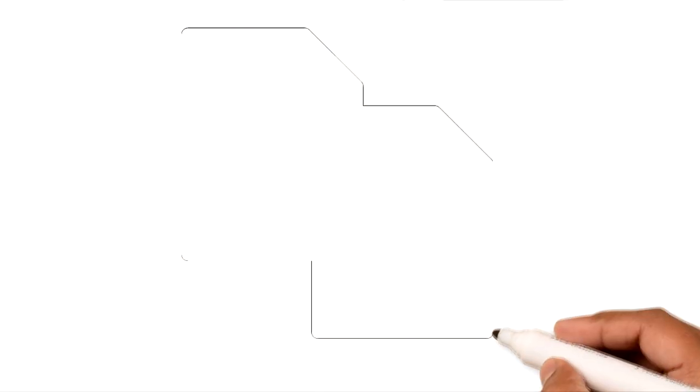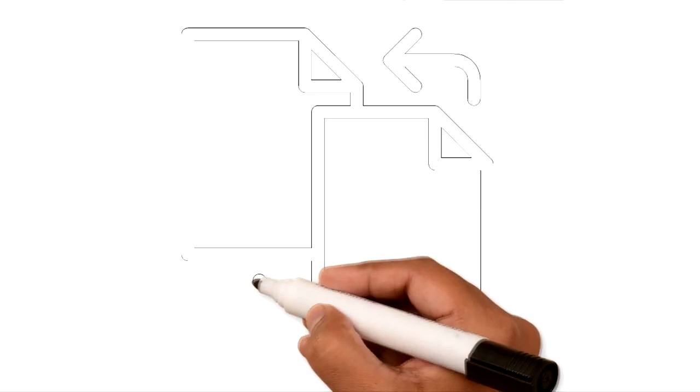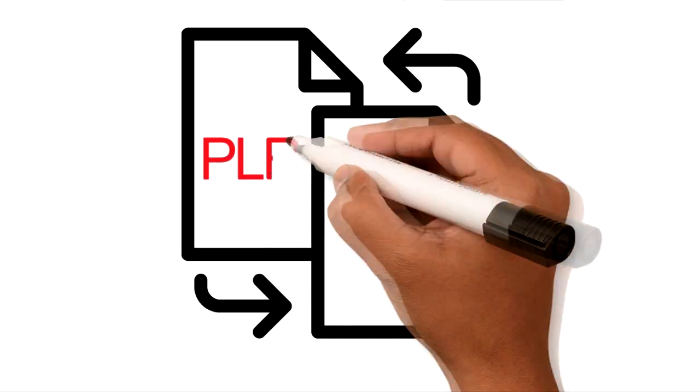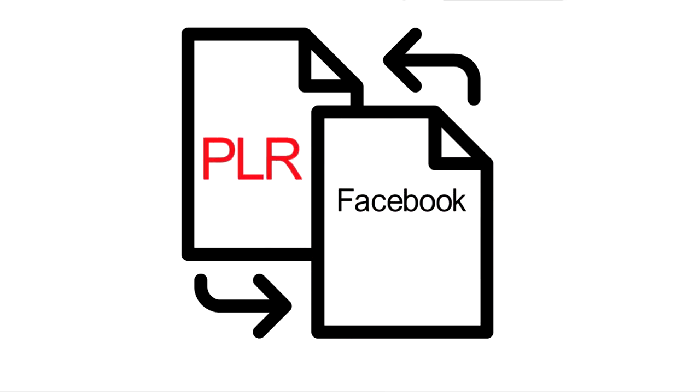For example, you can take a private label rights content on a particular topic, break it down into little pieces and use it as a daily tip on your Facebook page. Use the same content as a base for your video or blog post.